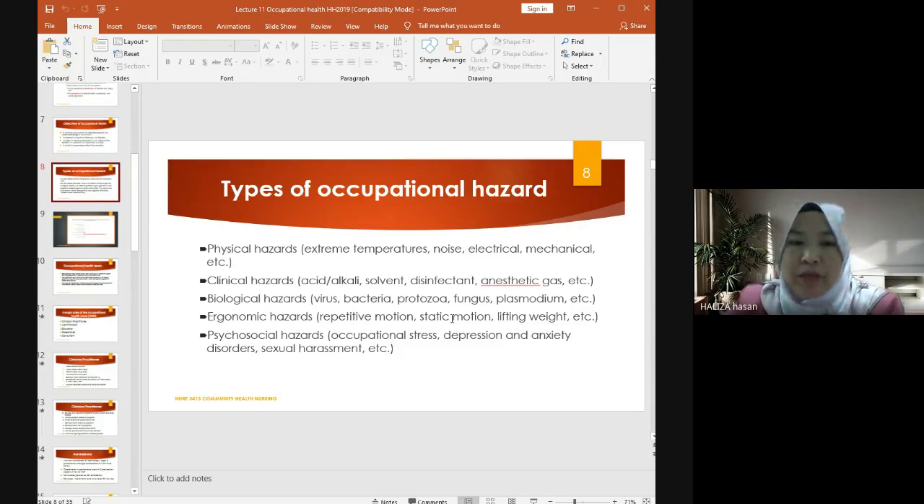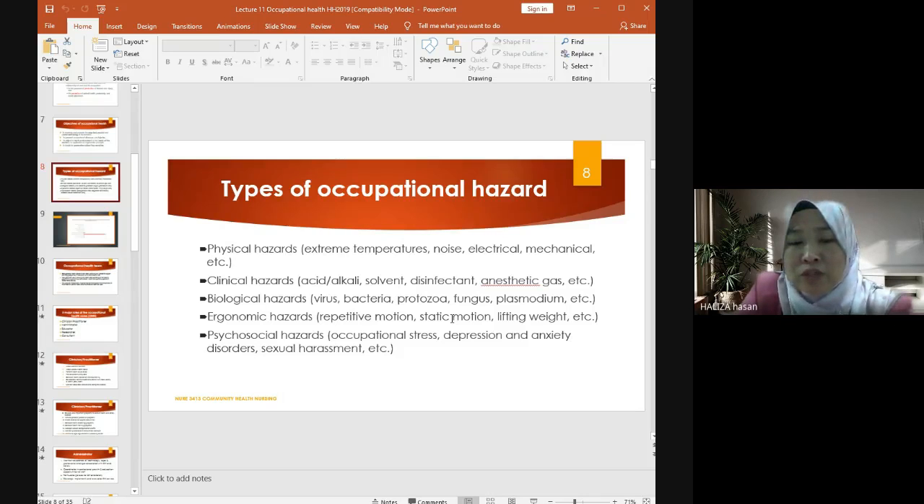Okay, so biological hazard. For example, virus, bacteria, fungus. Maybe we can say the lab people, who are working in the lab with all the viruses and bacteria, doing the lab investigations. So they have a risk of exposure to diseases related to their occupation. For example, people working in a lab doing investigations, doing swab tests for COVID-19, might be at risk if they do not follow the proper SOP in doing their job.